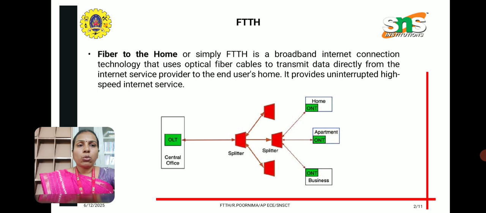Fiber to the home is a broadband internet connection technology where we need high speed and high bandwidth data. We use optical fiber cables to transmit data directly from internet service providers to the end user's home. So it gives uninterrupted high speed internet service. It is an optical fiber communication technology. It consists of a central optical line transmitter and also optical network terminals at different users.